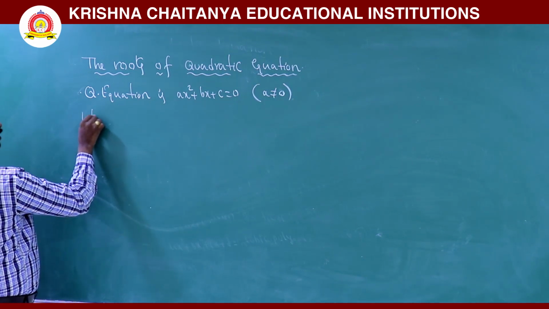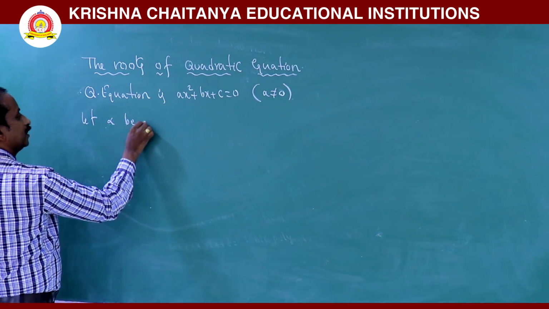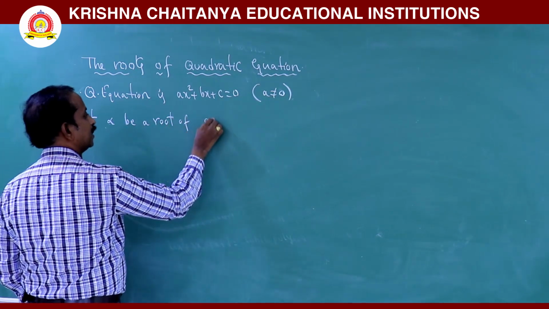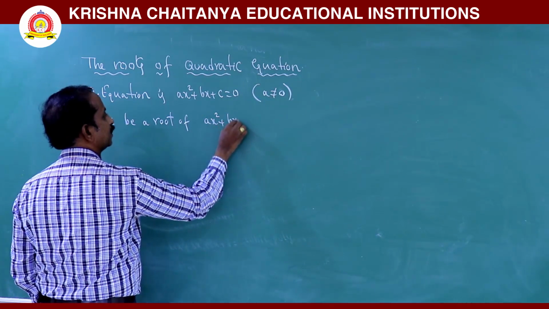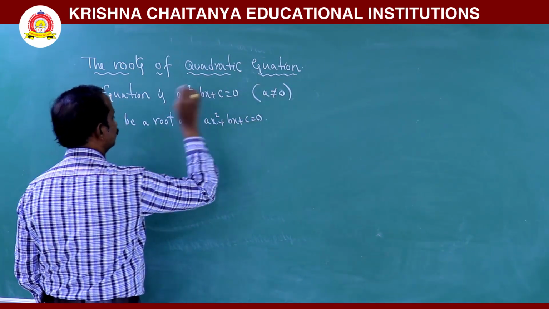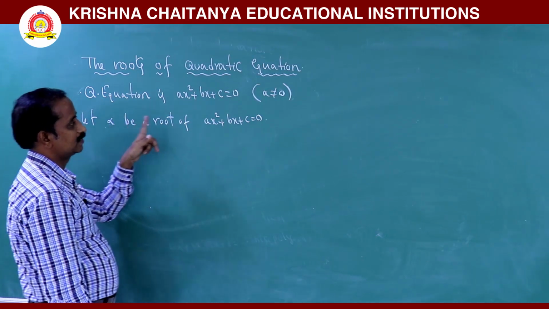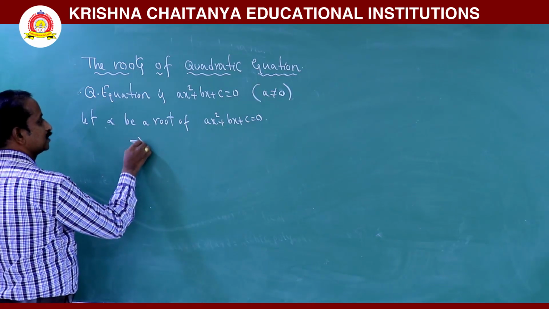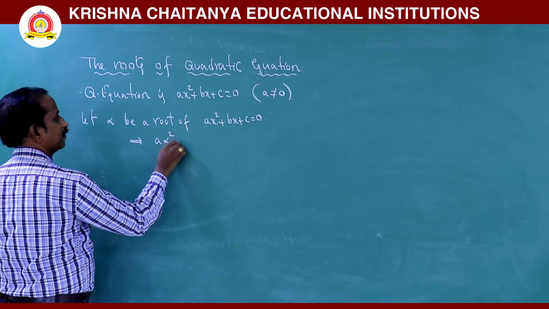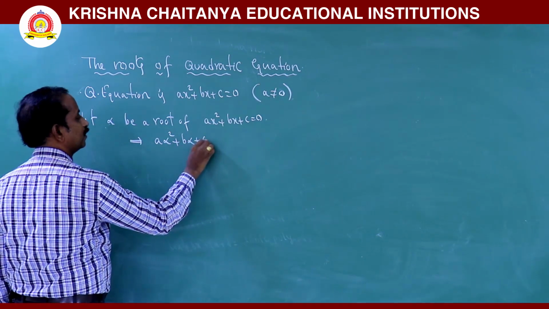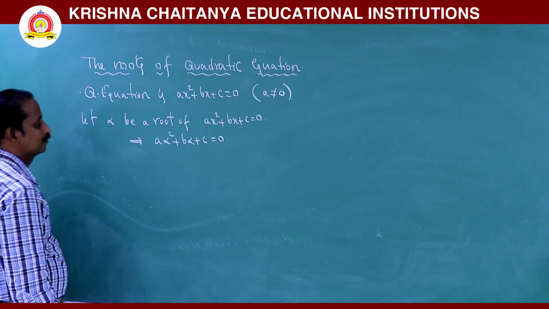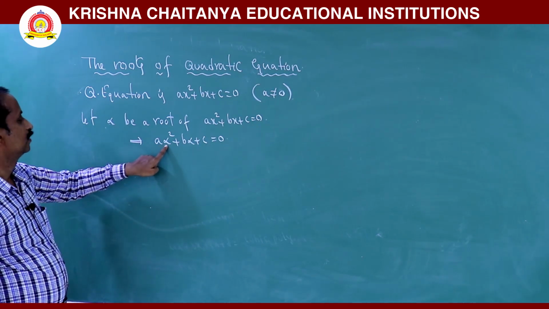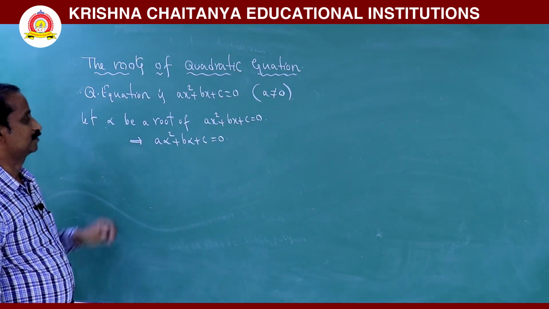Let us consider, let alpha be a root of ax² + bx + c = 0. If it is a root, it satisfies this polynomial. That means we get a·alpha² + b·alpha + c = 0. Now we find the value of alpha. How to get the value of alpha?